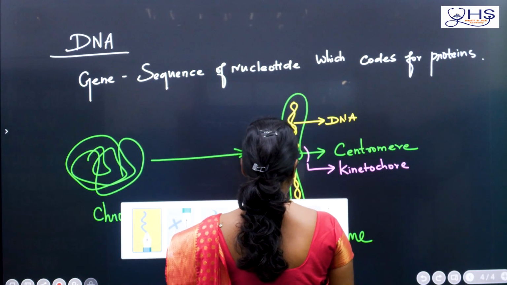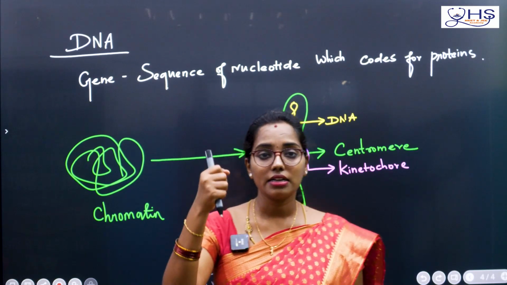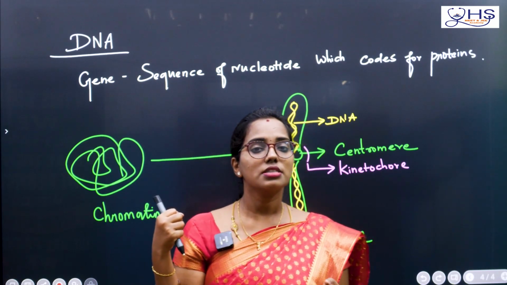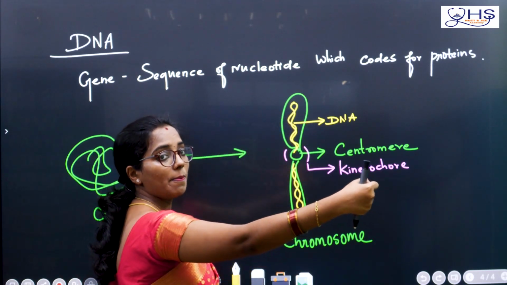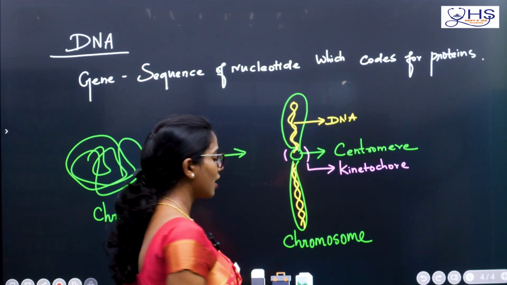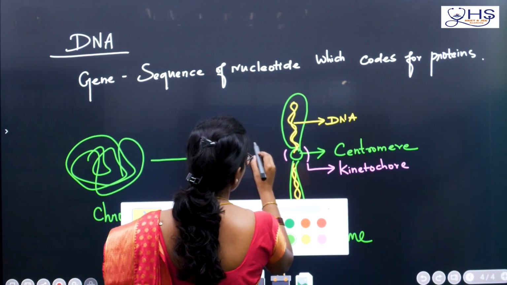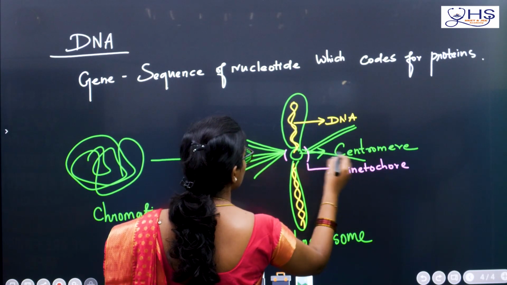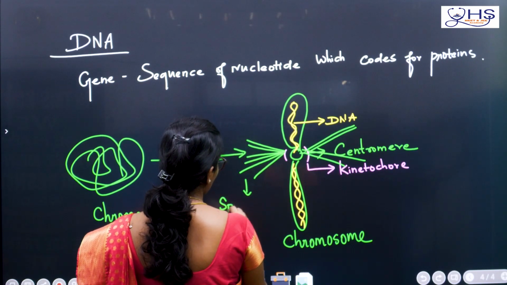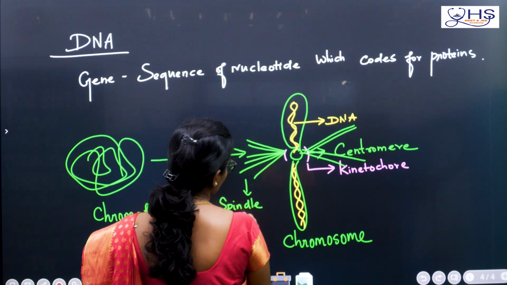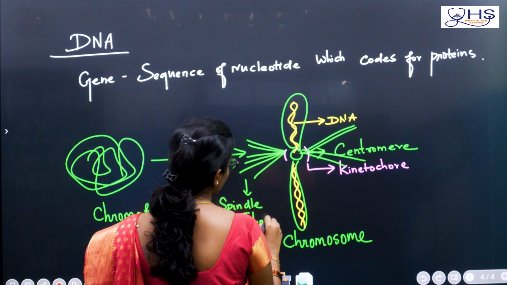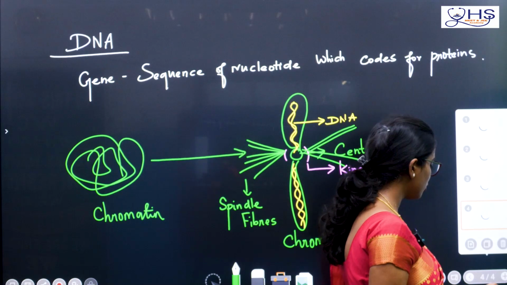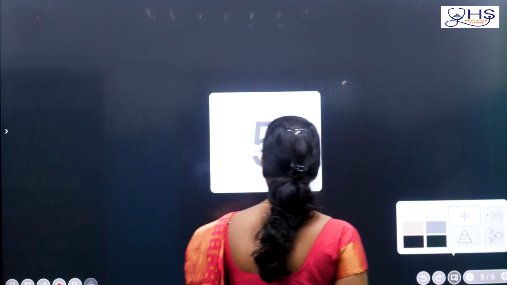This kinetochore acts like a handle. Have you seen the handle which is present in the doors of your home? So the handle helps to move or pull or push the door. The same way, these chromosomes will be pulled apart during the cell division with the help of the structure called kinetochore. To the kinetochores, some special structures are attached. These structures are called what? Spindle fibers. Okay.